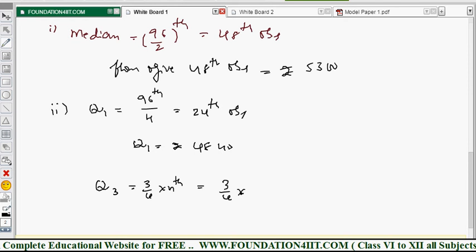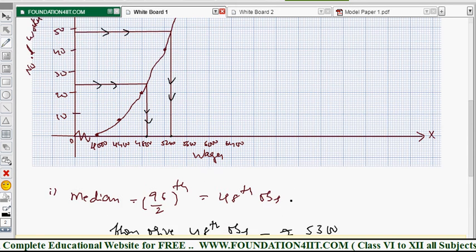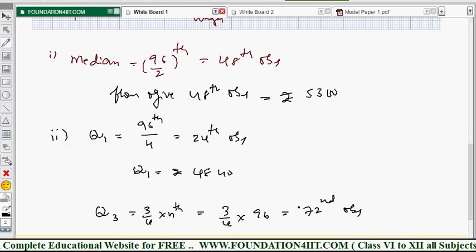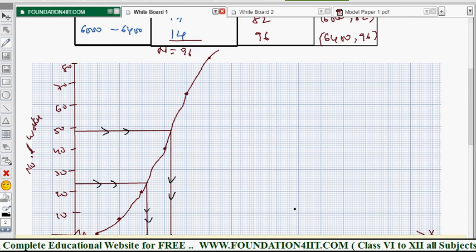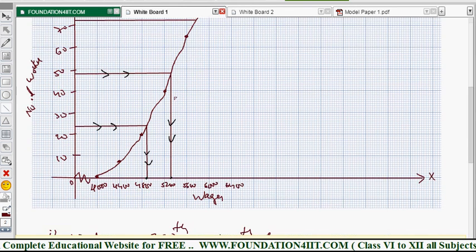That is 3 by 4 into n, so n is 96. So that is 72nd observation. If you use the graph, Q3 is nothing but, if you take the 72 line, from 72 you can take a straight line, and where it is touching on the x-axis, again from down you can take, approximately it is around 5800.